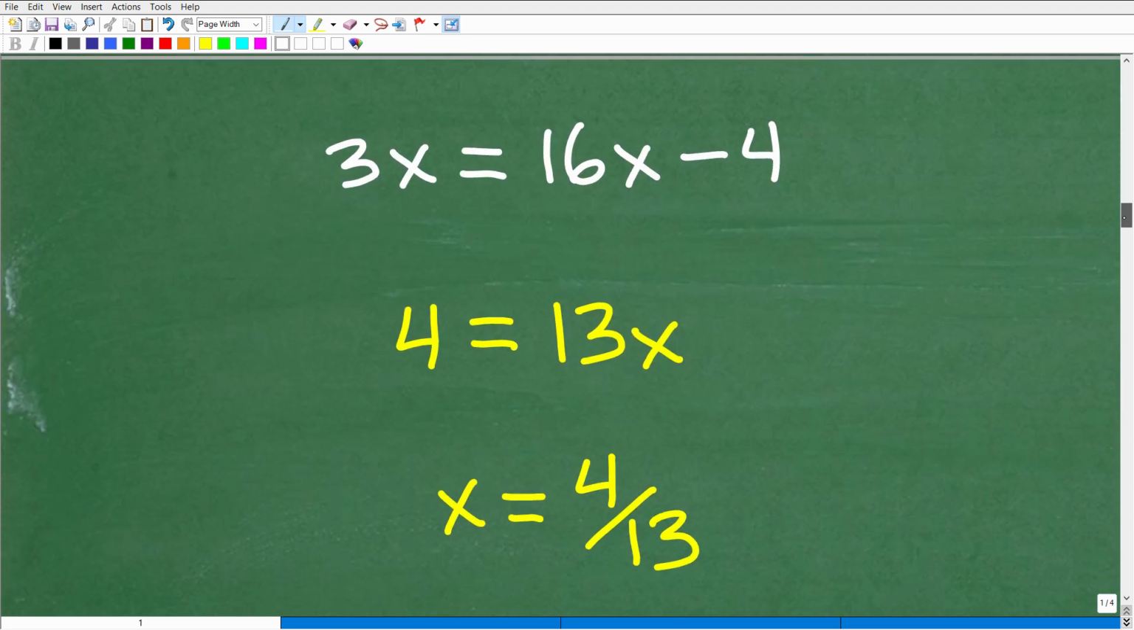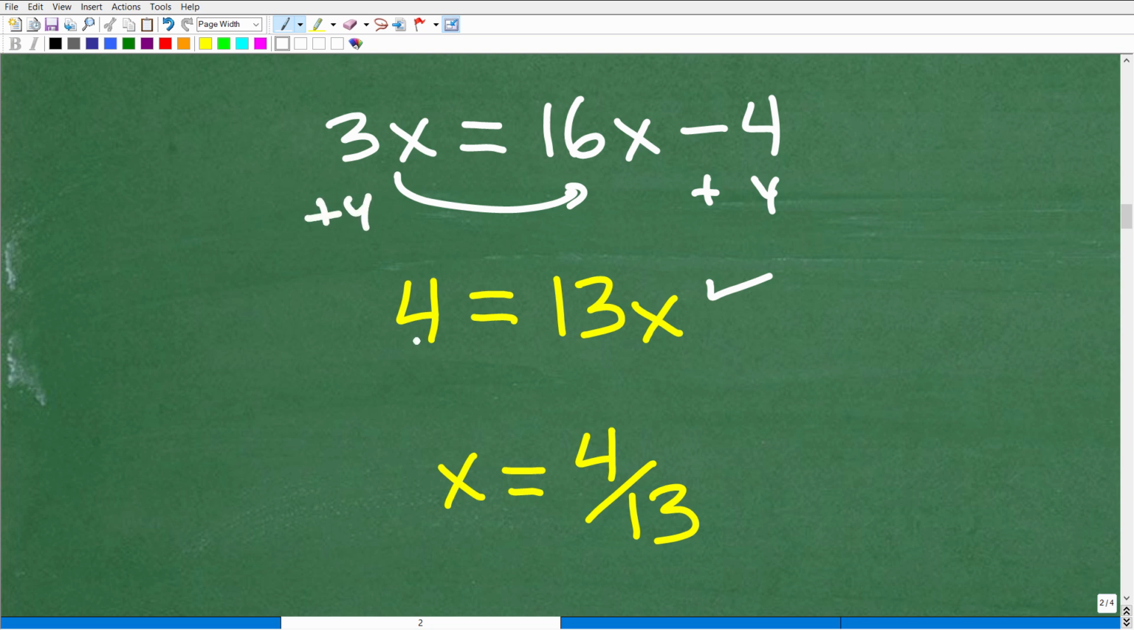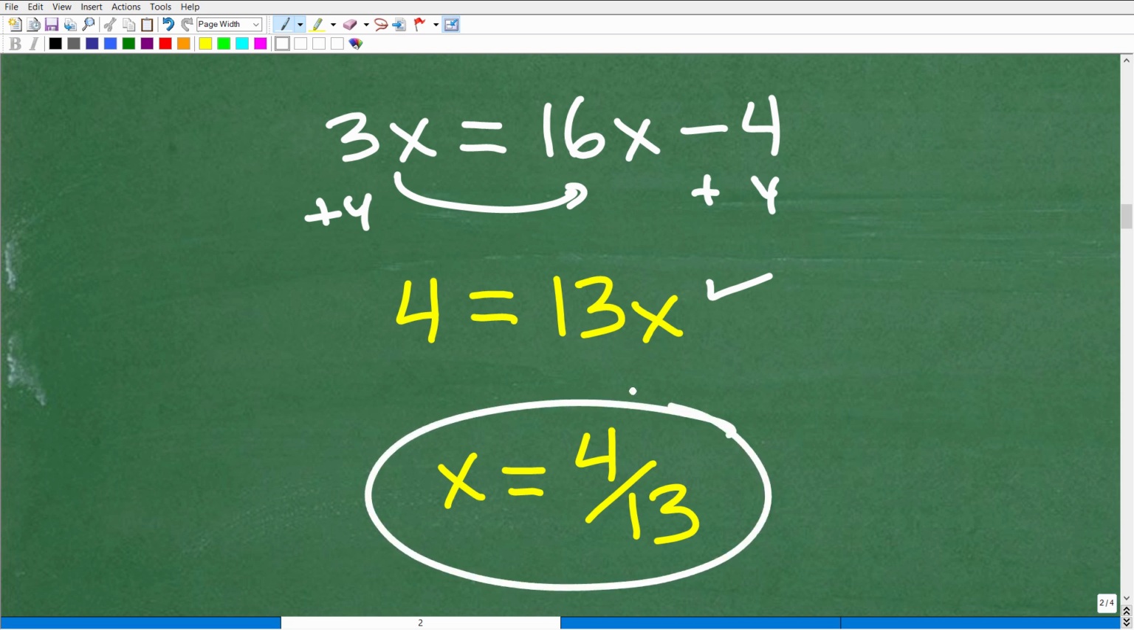All right, so here we go. This is 3x is equal to 16x minus 4. So I'll move the 3x over on this side. That'll give me 13x, and then I'll add 4 to both sides of the equation. So I have 4 is equal to 13x, and I'll divide both sides of the equation by 13, and you get x is equal to 4 over 13.